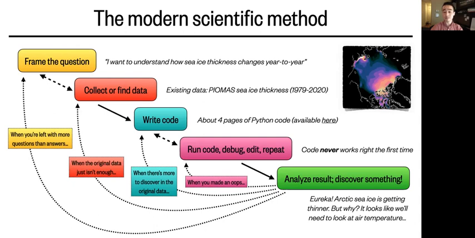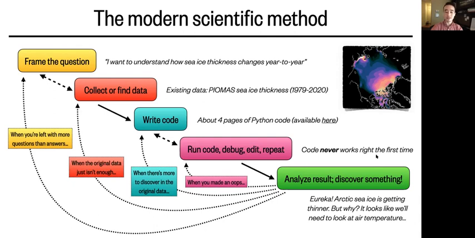So with a question and some data in hand, now you gotta write a bit of code to start analyzing it. And in the case of the sea ice animation, that was about 4 pages of Python code, code that you will be able to write by hand by the end of this quarter. And then you run the code. And trust me, the code never runs right the first time. So you go back, you debug, you fix things and repeat, and eventually, hopefully you get some cool result.